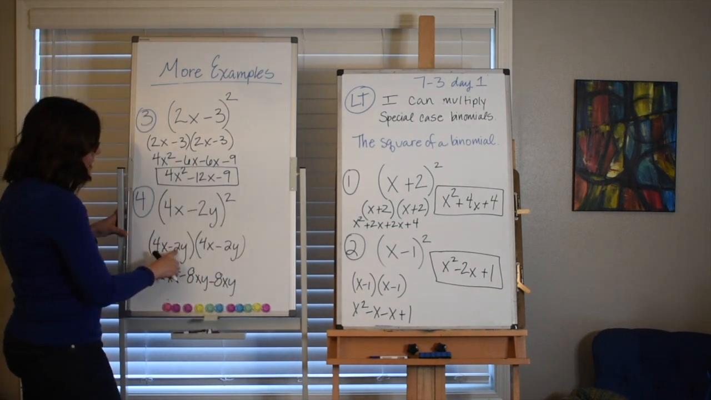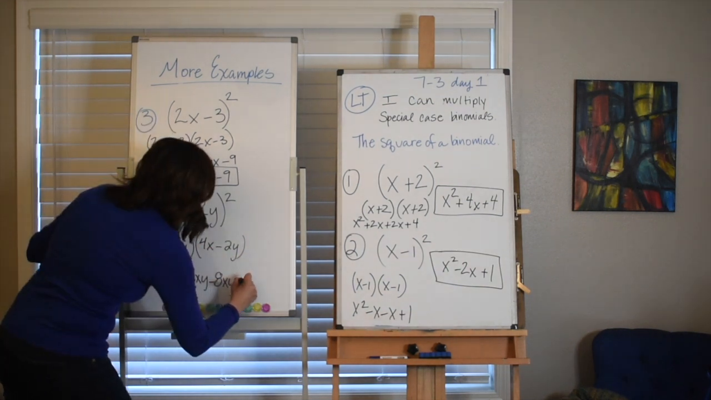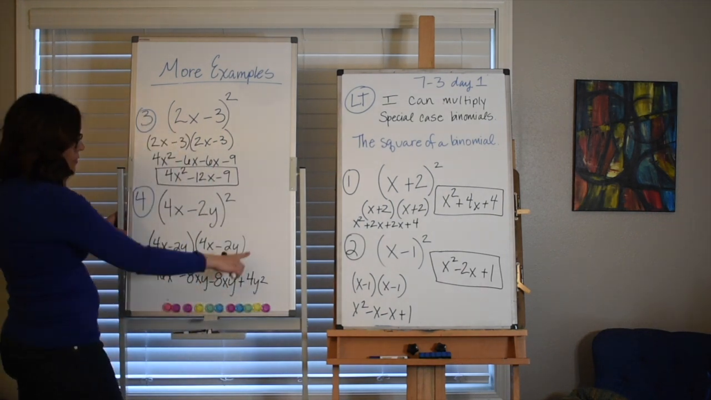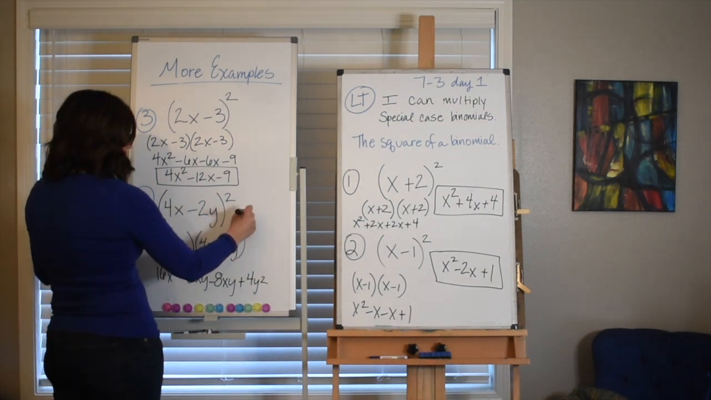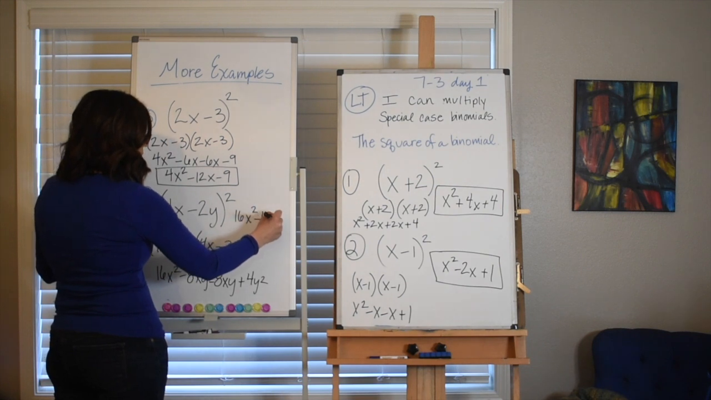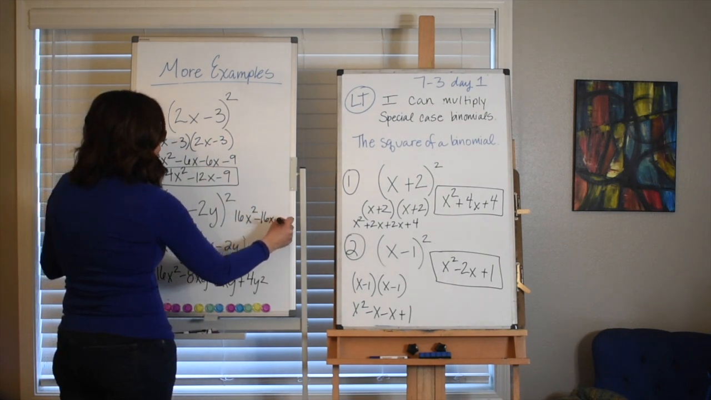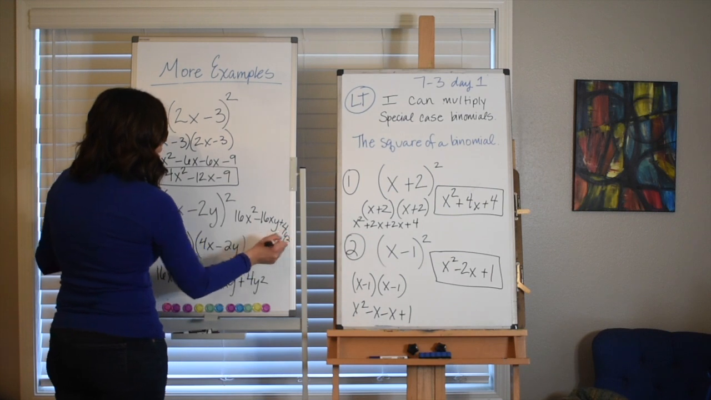And my last term is negative 2y times negative 2y, which is going to be positive 4y squared. So I'm going to come over here and write my final answer because I've run out of room. 16x squared minus 16xy plus, I'm just going to run down here, 4y squared.